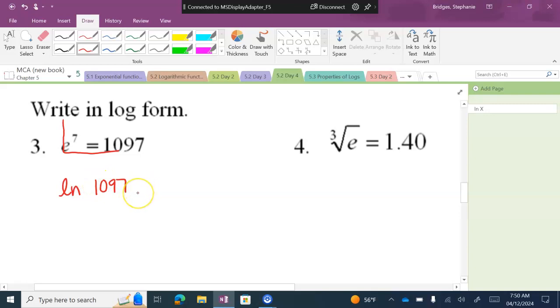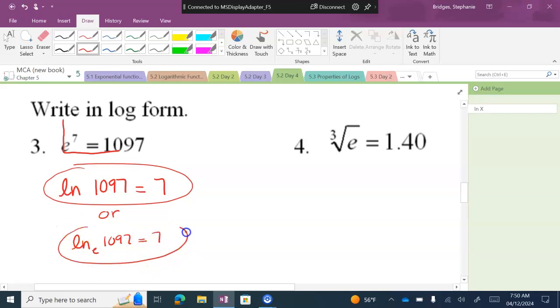If you do write the base, that is okay, though. If you want to put the E there, that is perfectly fine. And then that's going to equal, what number did I not touch? 7. Okay. So that's what it looked like. If you wanted to, you could write it as the natural log, put the base in there. That is also perfectly fine. But with a natural log, the base does not have to be written.